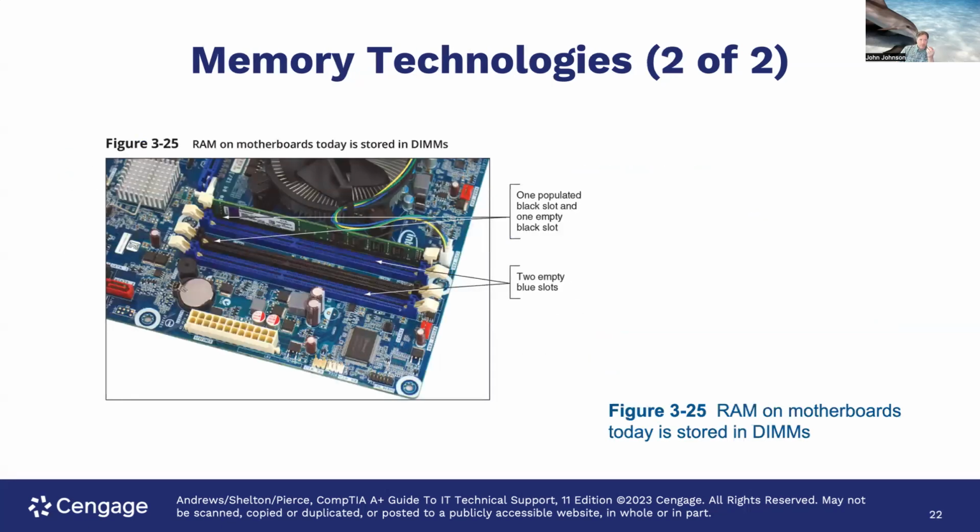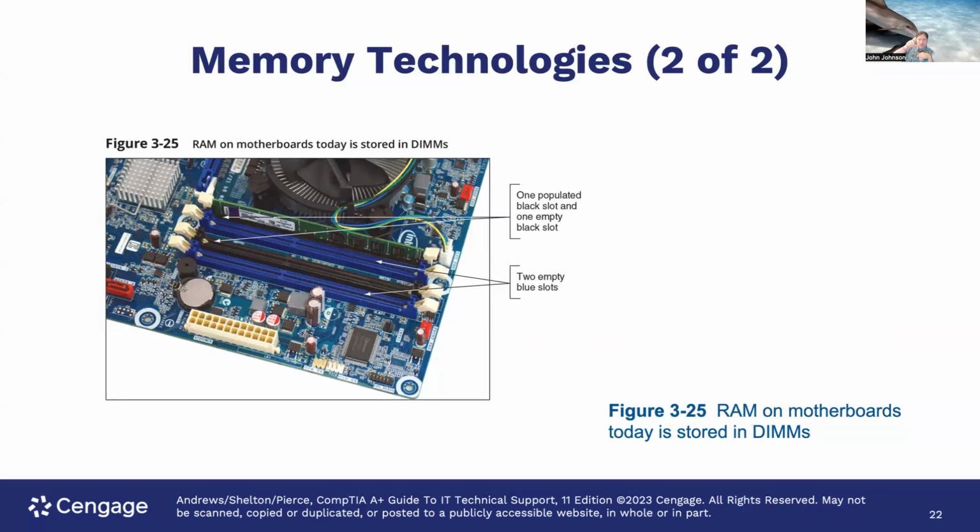So right here, you're looking at a motherboard with DIMMs on it. You can see that you've got 4 slots for DIMMs. It says 1 populated black slot, 1 empty black slot, and 2 empty blue slots. Often when you're putting in memory, you have to pair it, so you'll have to look at your motherboard to see how you need to actually put in your memory.